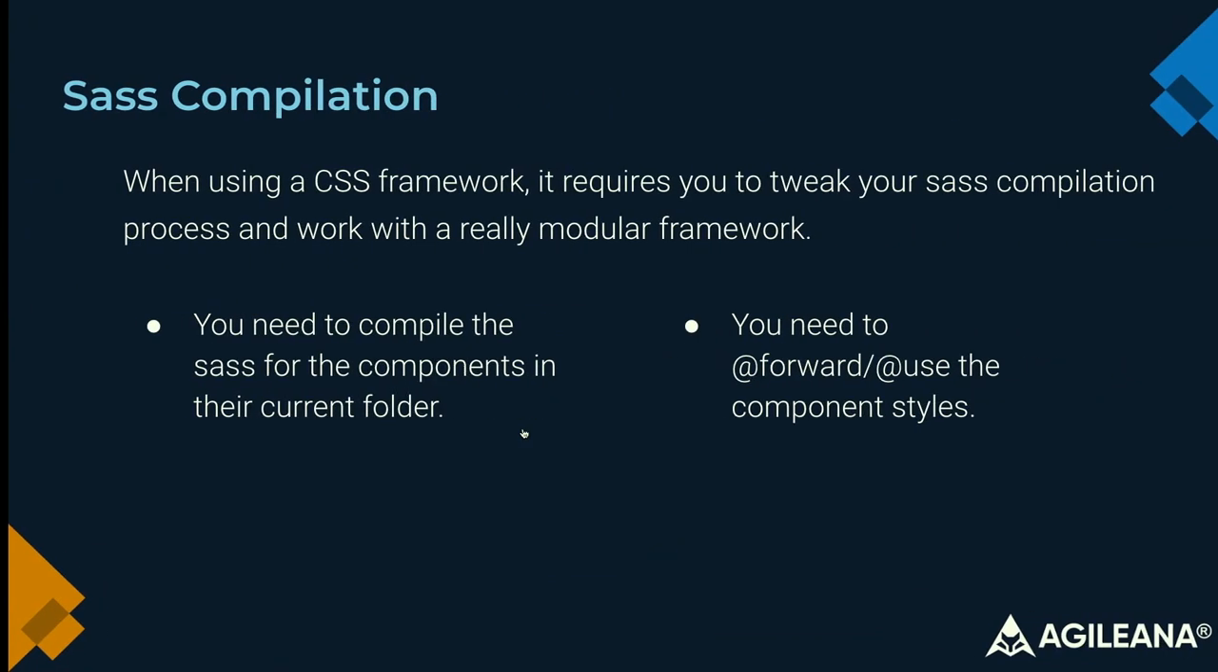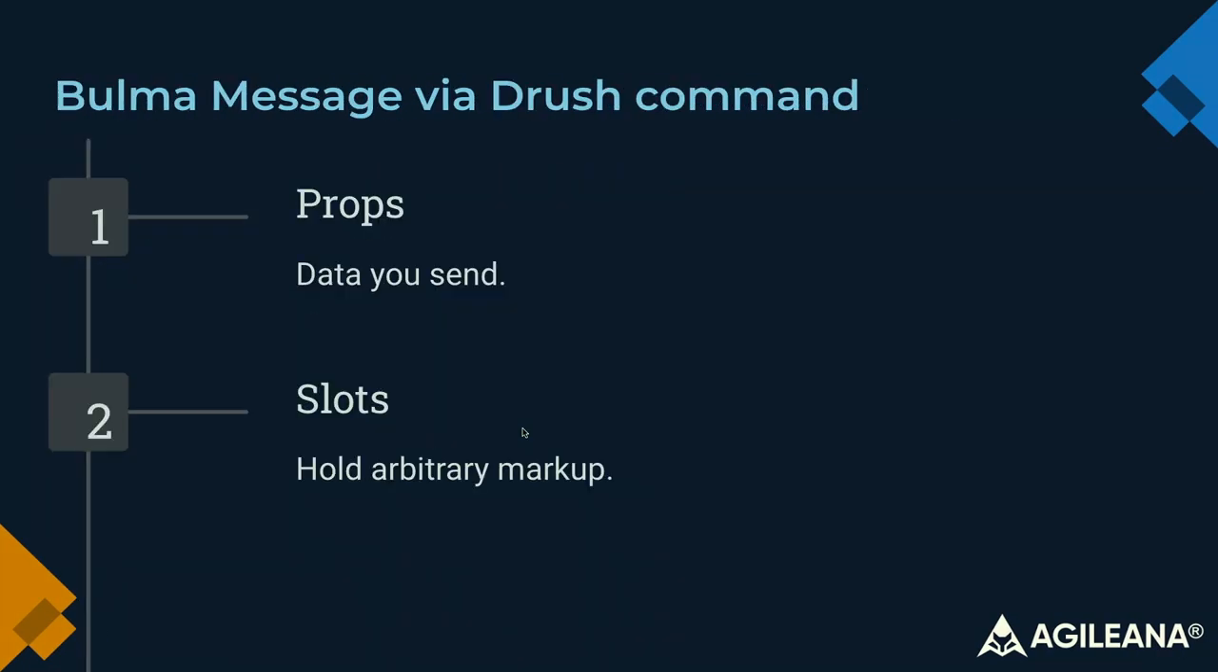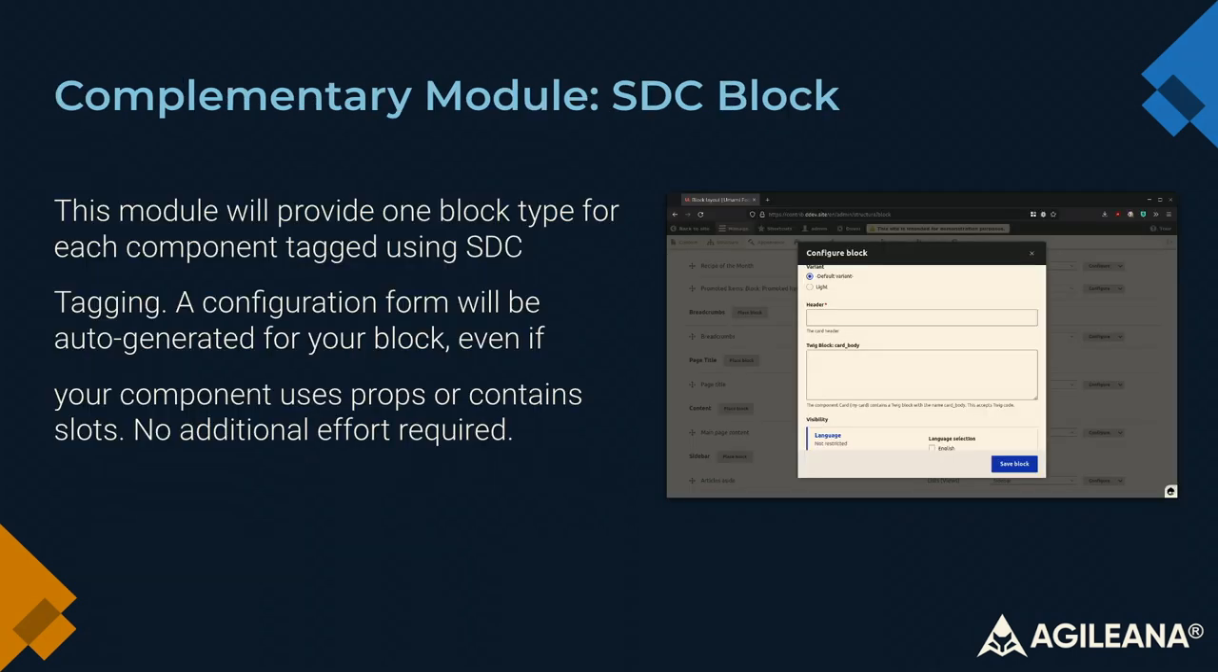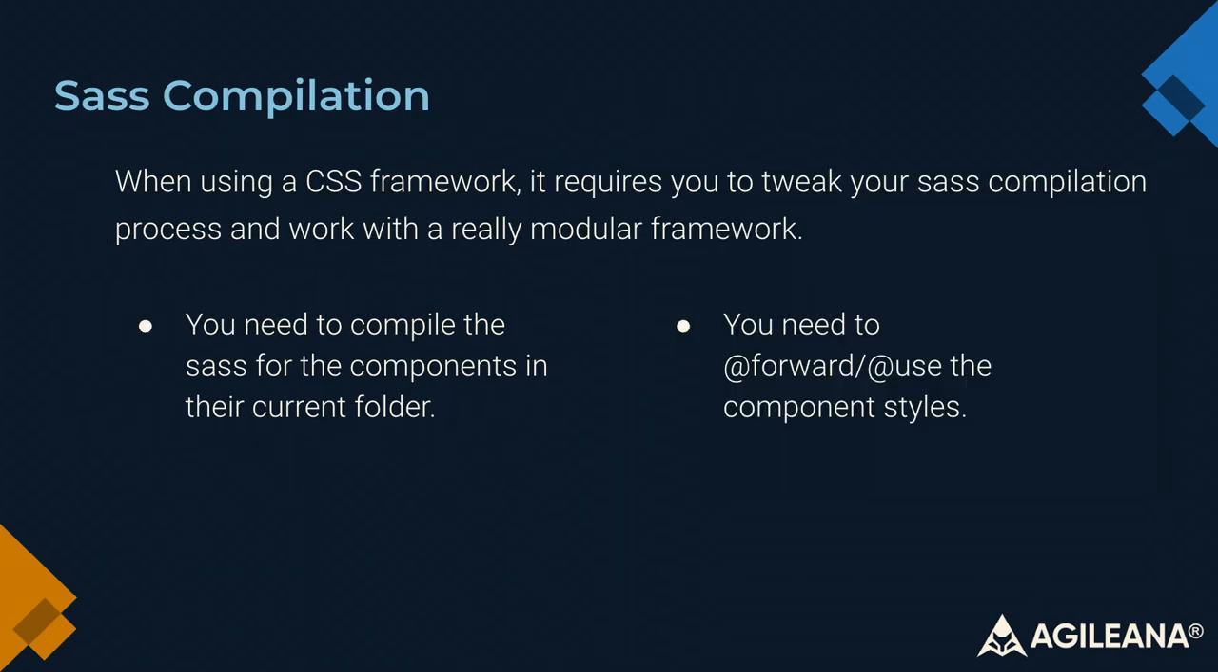So with this simple example, I was able to show you important things about components, like the properties, the slots. I was able to show you that there are some complementary modules like SDC Block that allows you to do these great things with the SDC blocks. You were able to see what are the things that you need to have in mind for the Sass compilation process. You need to do some tweaks, and you need to understand general Sass concepts to be able to forward or use those component styles.